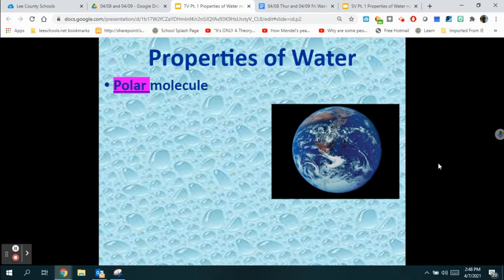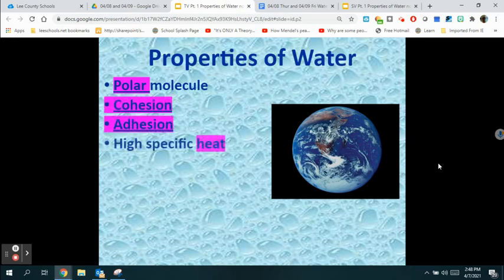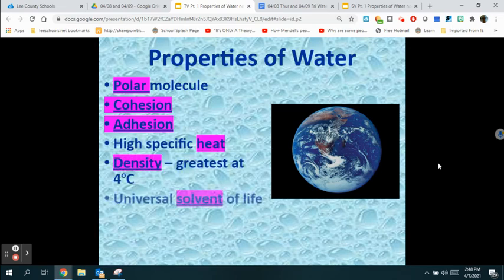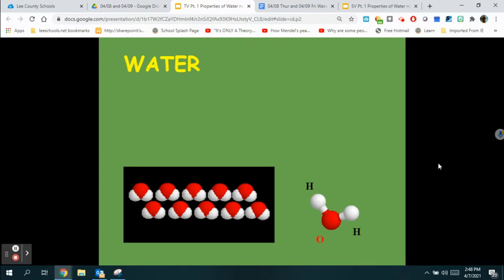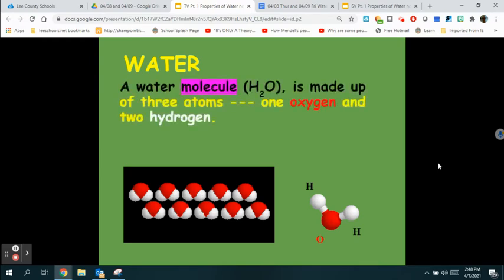Polar molecule, cohesion, adhesion, high specific heat, density, which is greatest at 4 degrees Celsius. It's a universal solvent of life. Water. A water molecule, H2O, is made up of 3 atoms: 1 oxygen and 2 hydrogen.